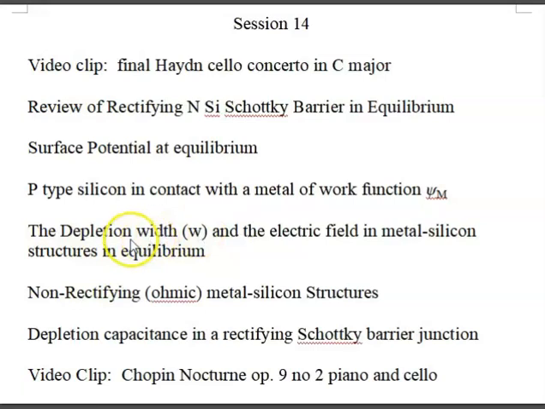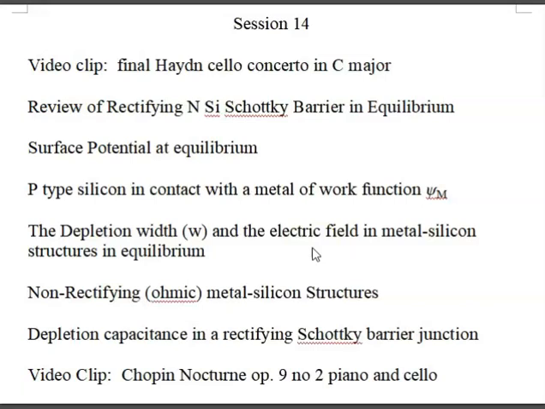Then we'll talk about how wide that region is. How wide is the depletion region? We're going to call that the width W. And if there is a depletion region, there is band bending. Why? Because if there is a depletion region, there are fixed charges.